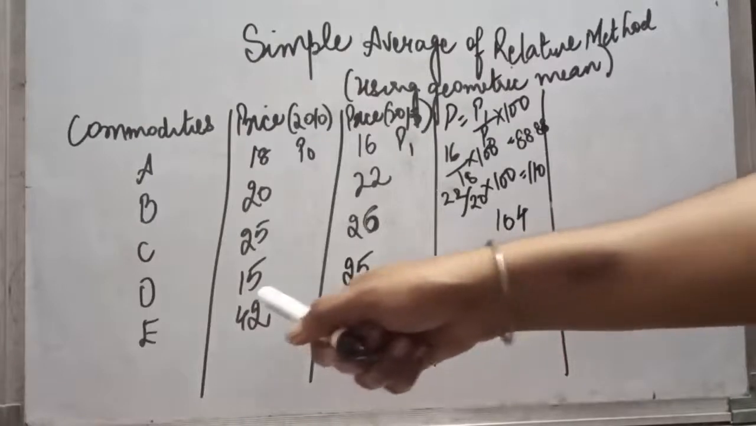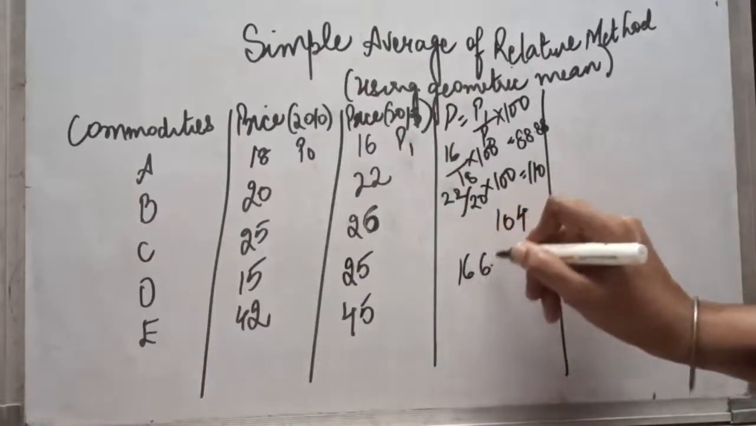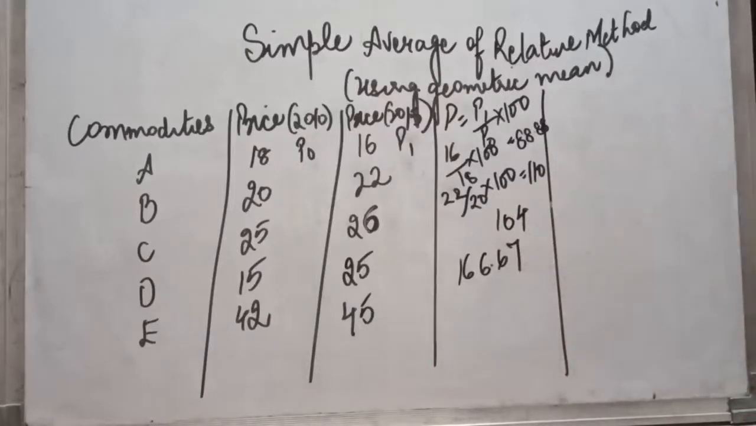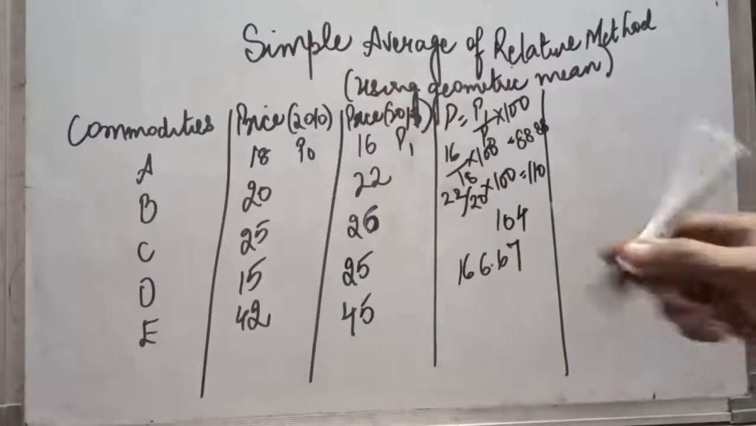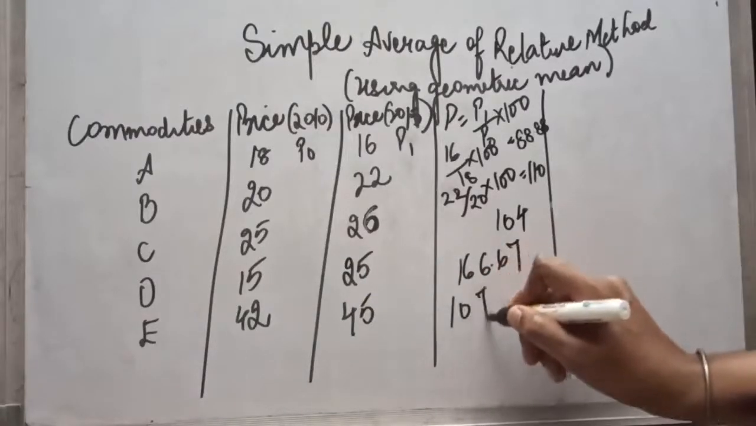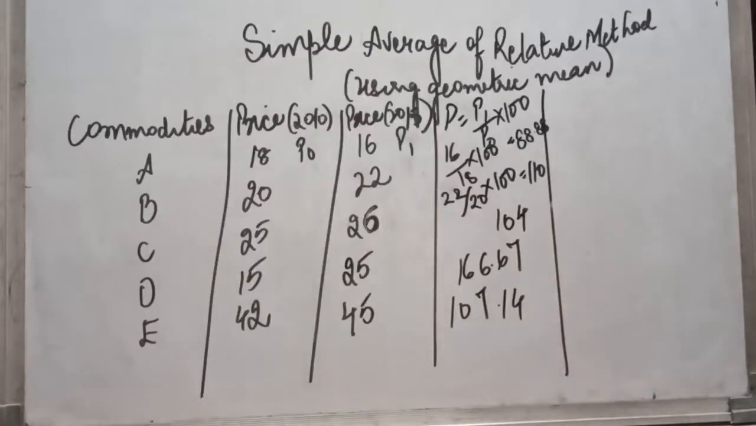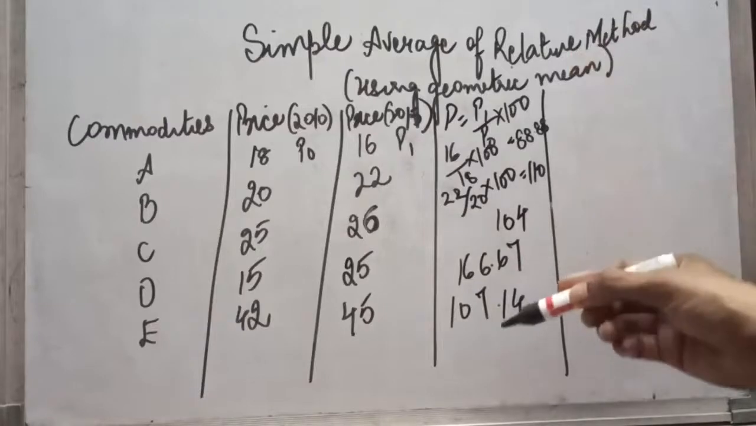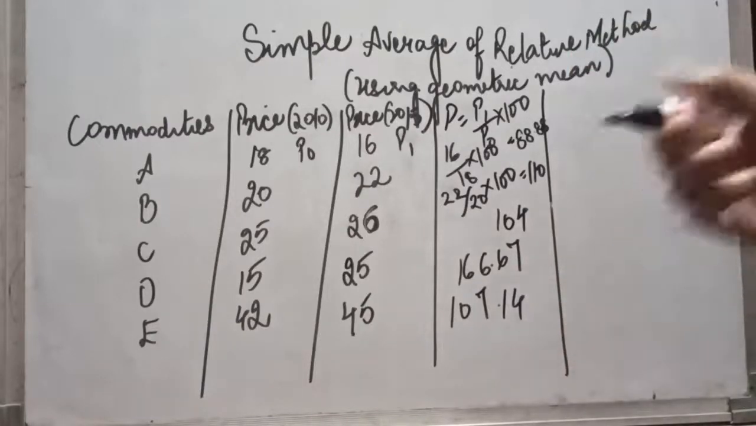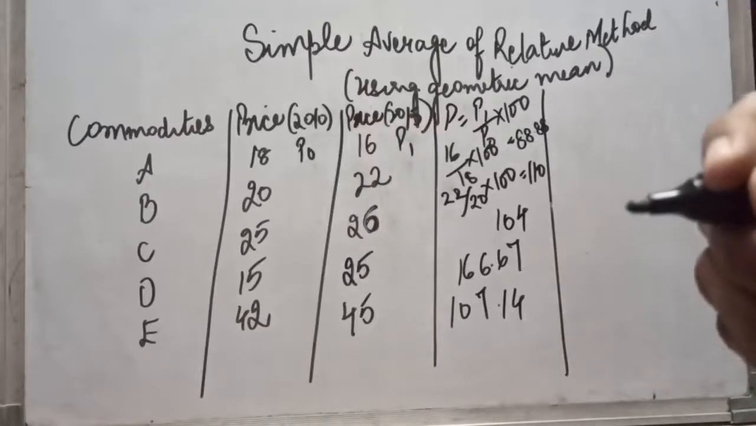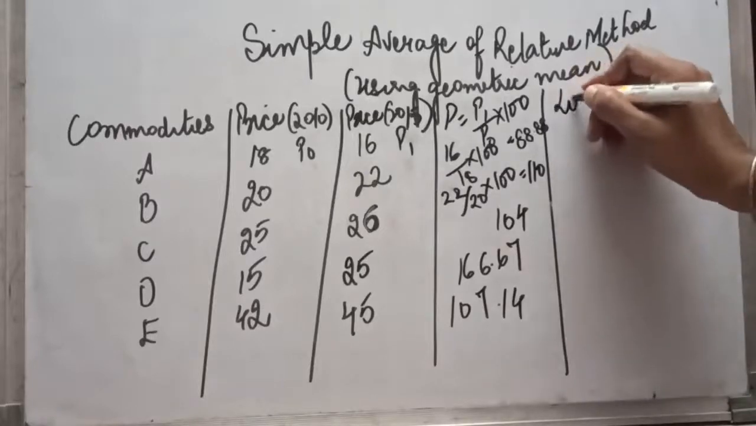And the next, 25 divided by 15 into 100, will be 166.67. And finally, the last will be 45 divided by 42 into 100, which comes out to be 107.14. Under the previous method using arithmetic mean, we simply added them and applied the formula. But here we will have to go with the next step also, that is we have to calculate log P. So the next column we will prepare for log P.